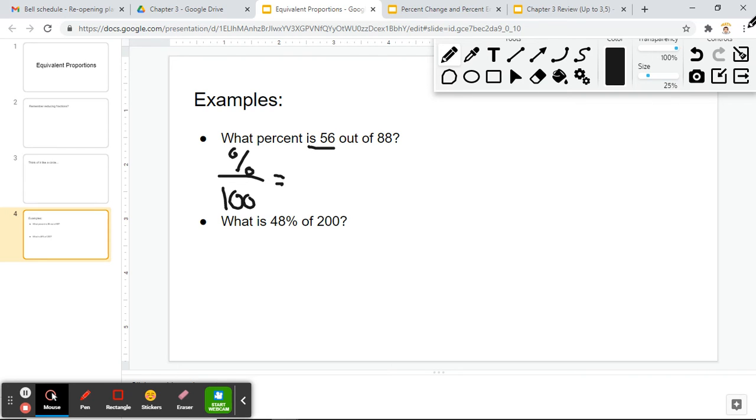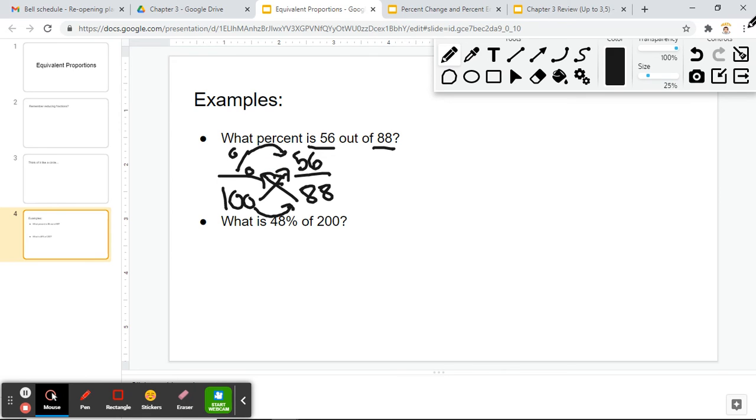And then we have 56 out of 88. Anytime you hear something like "out of," that's how you know that number is going to be the denominator, and 56 will be your numerator. All right, so now we have equivalent fractions. You could do this in two ways. You could find out what number you need to multiply 100 by to get to 88, and then divide 56 by that same number to get back to your percent. Or we could simply cross multiply, and that's what I'm going to do.